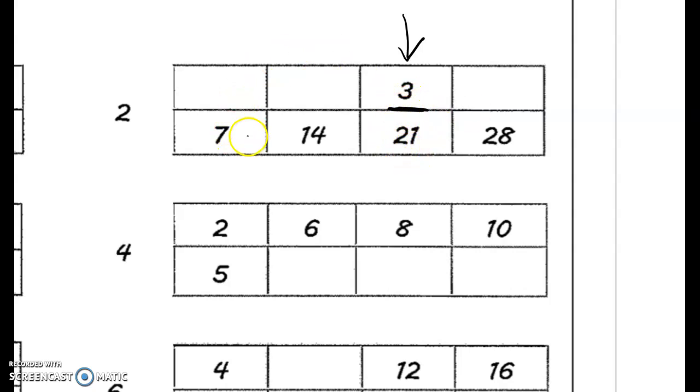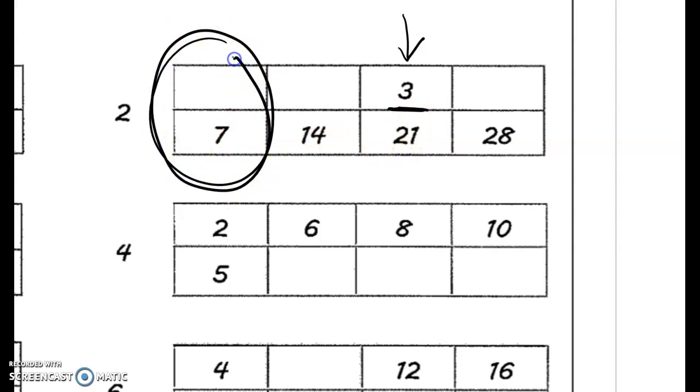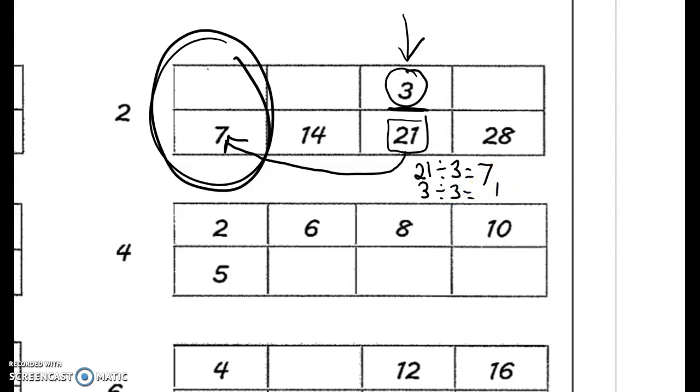And we have several to fill in, and I'm thinking that it might be easiest to fill in this one first. Since I know this bottom number is 21, and I'm trying to change it to a 7, I know that if I take 21 and divide it by 3, I get 7. So I need to do the same thing to this number. I need to take 3 and divide it by 3, and when I do, I get the number 1. So we've simplified our rate to 1 out of 7.